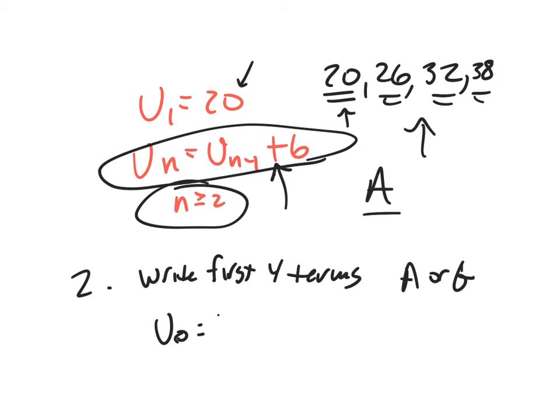Can I start with a 0? Yes, you can. The first term is now 32 because it's been defined that way by the writer of the sequence. 32 is first. So remember, when you're writing your first four terms, include the 32.